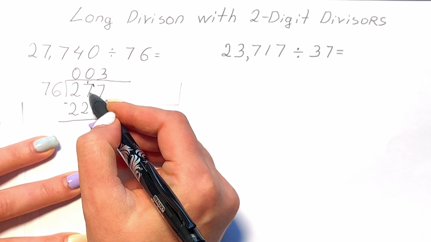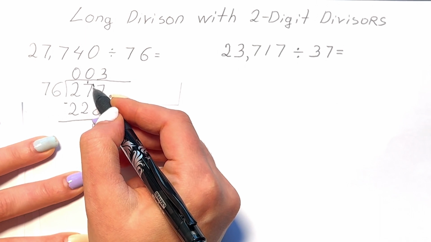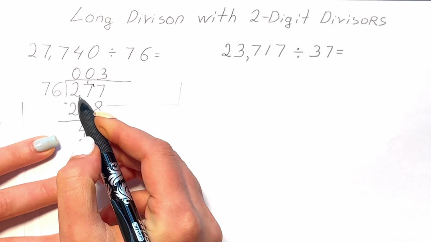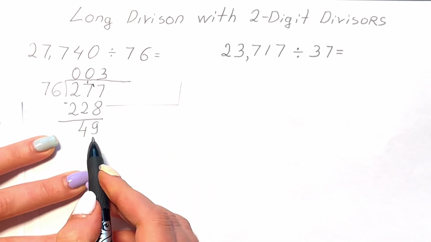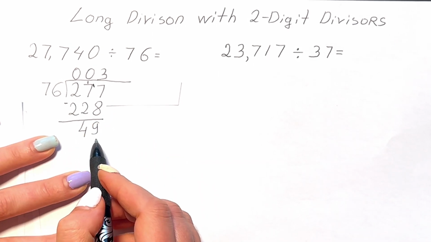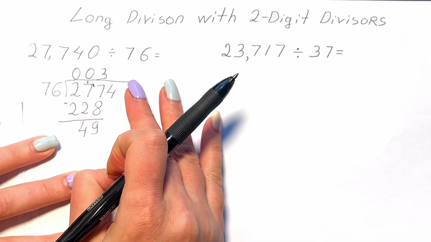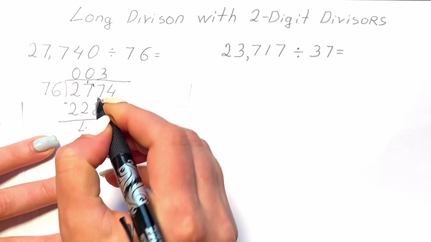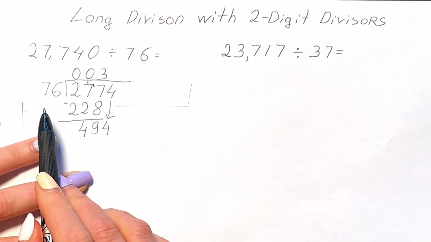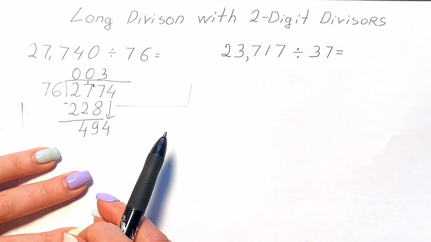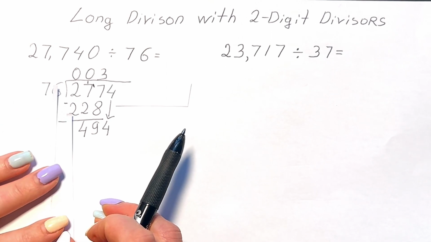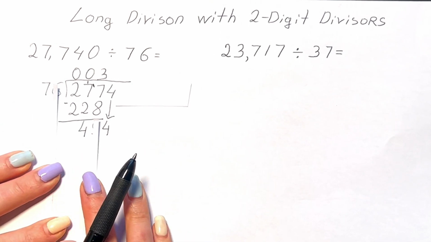This is gonna become 6 because there is a borrowing sign on the top. 6 minus 2 is 4. And 2 minus 2 is 0. So the remainder will be 49. We will bring the next digit, which is 4. Okay. So 76 goes to 494 how many times? Let's cover the last digits.